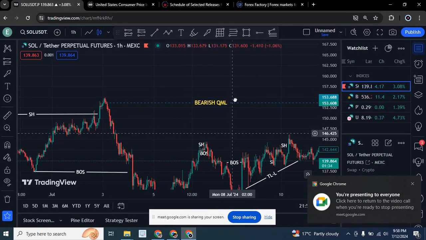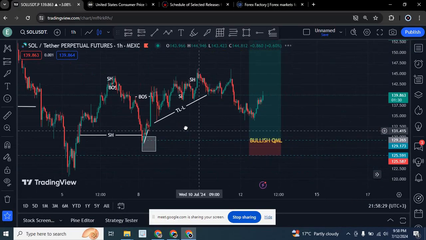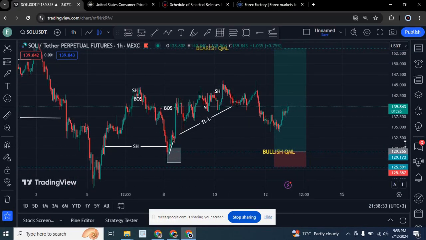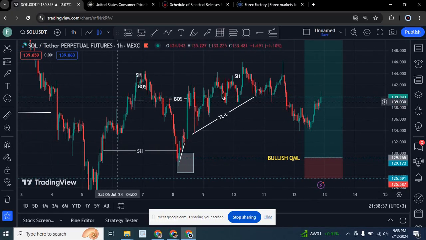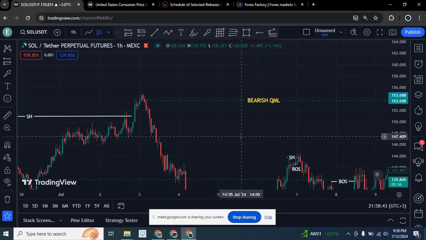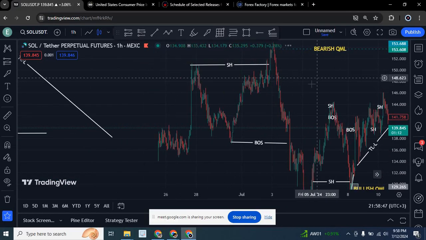If I'm to show you something from this zone, I have a trade that I'm waiting on Solana. I'm waiting for this price to come down here. So let's see if you can identify a QML. We have said a QML is a combination of a stop hunt and a change of character. So if I'm to come to this point right here, let me just zoom out like this.